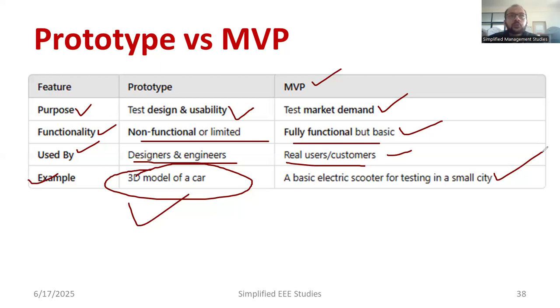So I need to feel it and I need to understand. Then only I'm ready to buy the product. For that purpose, MVP helps us. So, a basic electric scooter for testing in a small city.